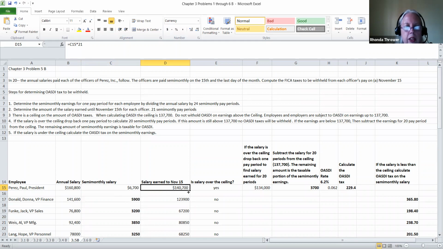And then you have to look at this to see if the salary is over the ceiling. Is this salary over 137,700? It is. So the answer to that is yes. So in this case, we got to drop back one pay period. If the salary is over the ceiling, drop back one pay period to find the salary earned for 20 pay periods. So 6,700 times 20 pay periods gives you 134,000. That's below the ceiling.